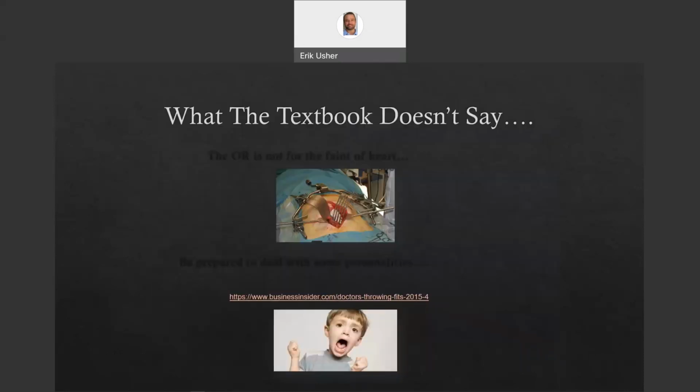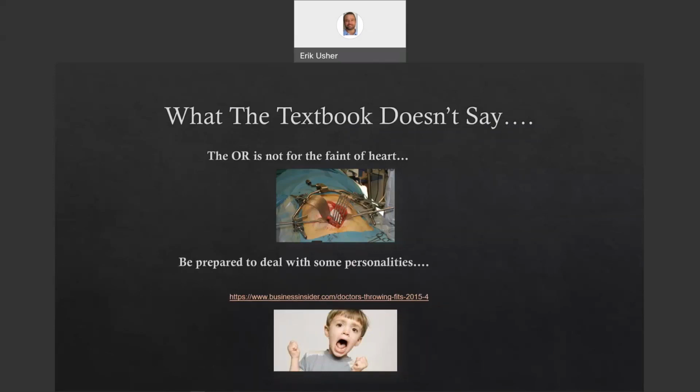So what the textbook doesn't tell you about is that the OR is not the place for the faint of heart. And I was lucky this last clinical rotation that the operating room and surgical suite at Advent Health Daytona was phenomenal to let our students go in there and see a myriad of different surgeries. So also need to be prepared to deal with some personalities. And there is a link here in this week's PowerPoint.